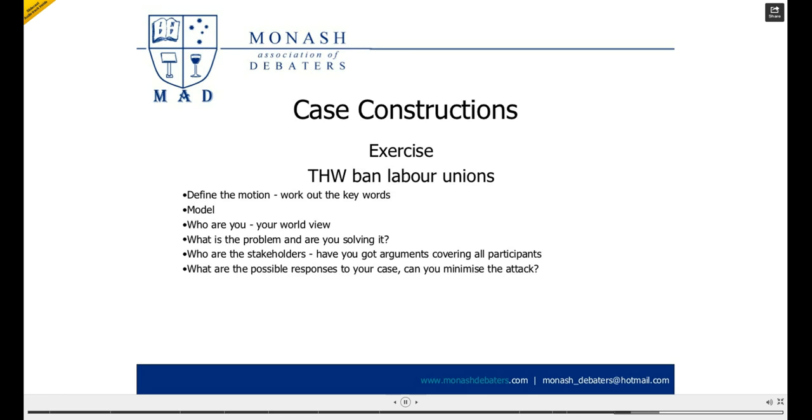Oh, you can do it as a giant group if you want, but if it's easy just to do it in smaller groups, that's cool too. I'm not fussed at all.